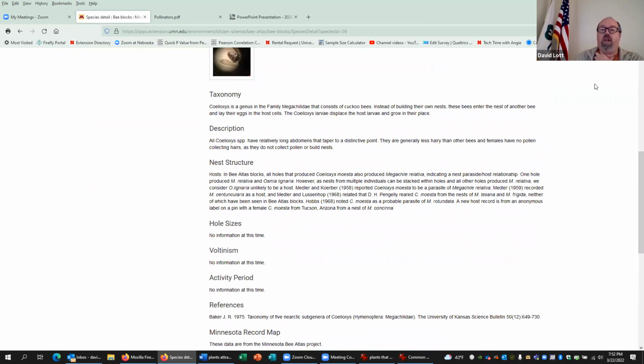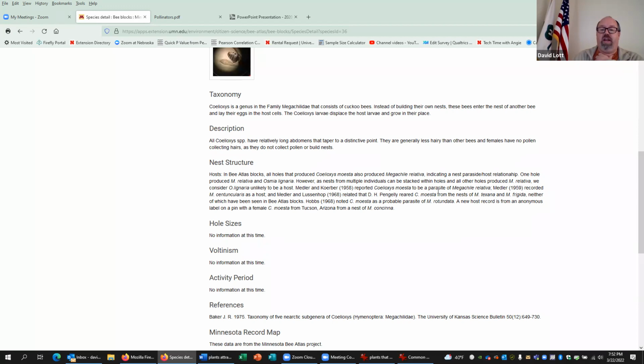They like bee blocks. One hole produced, however, his nest from multiple individuals can be stacked within holes, and all holes will produce. So that's kind of fascinating.